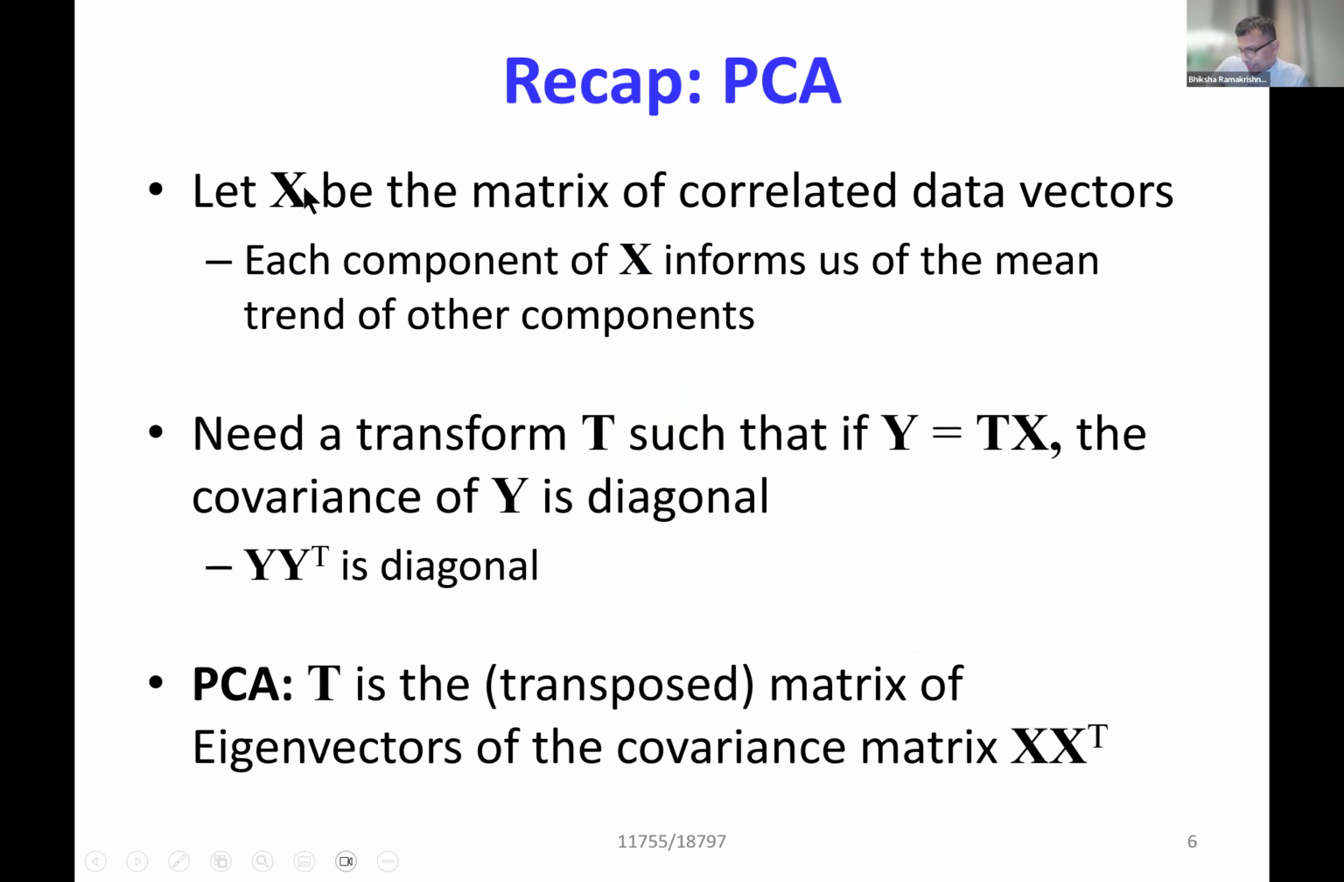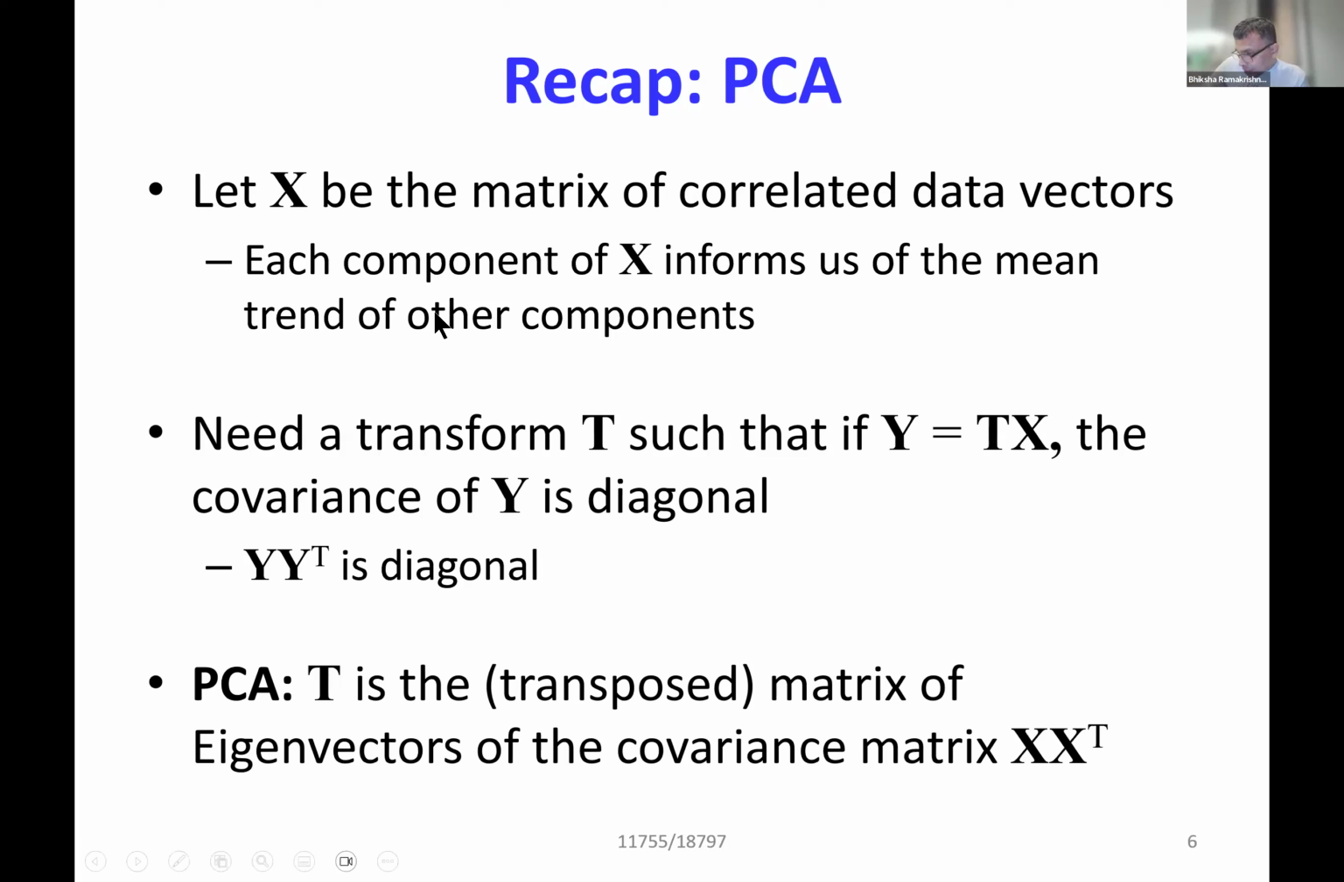If big X is the matrix of correlated data vectors, then when the data vectors are correlated, each component of this matrix, each row, is going to tell us about the trend of the other components, the other rows.